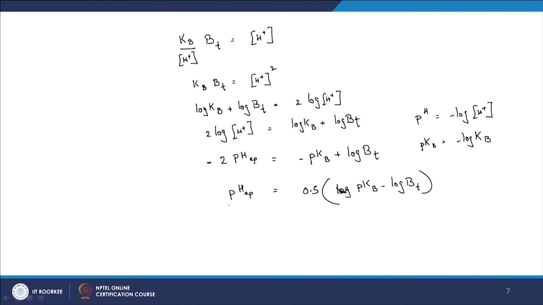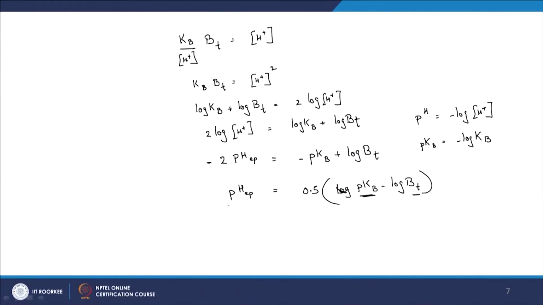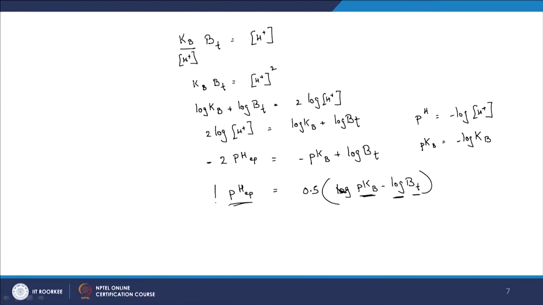So again, what does this mean now? If I know what the base is that I am trying to titrate, calculating the equivalence point is relatively easy, because if I know the base B, I can get the pKb value, which is here, right. And in general, as you see, even though B total has an effect on the pH of the equivalence point, because it is a logarithmic scale, its effect is relatively less, right. So in general, if you have an idea about the base that you are titrating, you can come up with the pH of your equivalence point, right, and that is the crux of the issue.